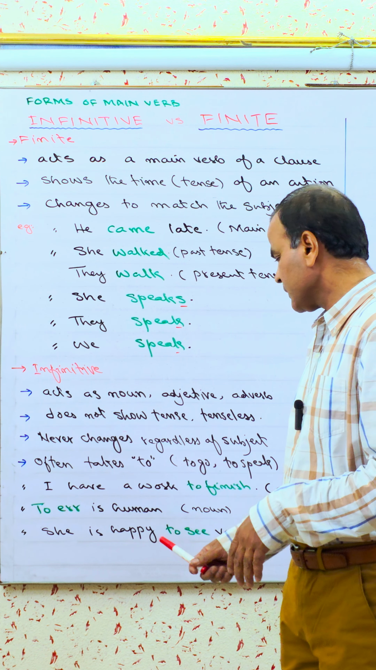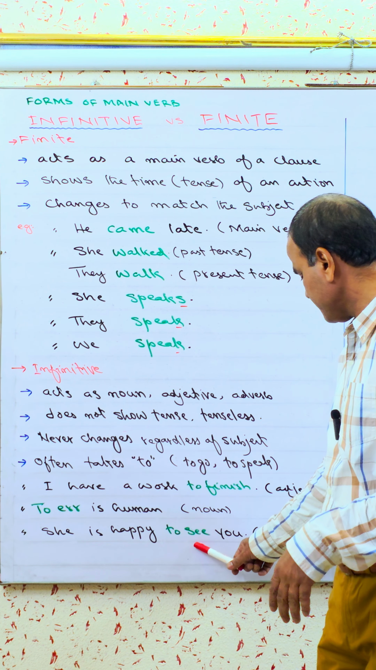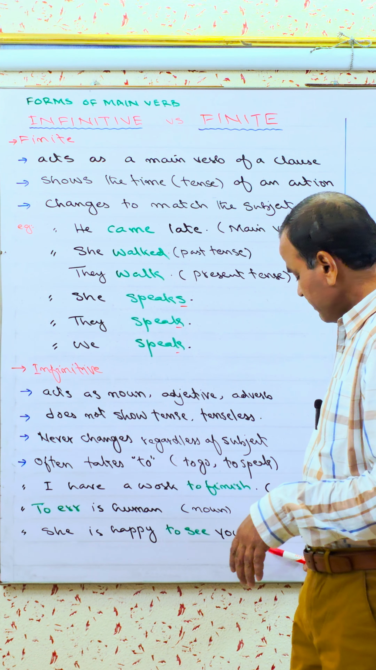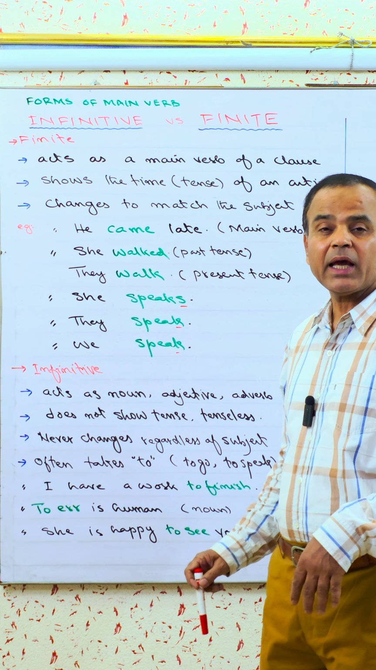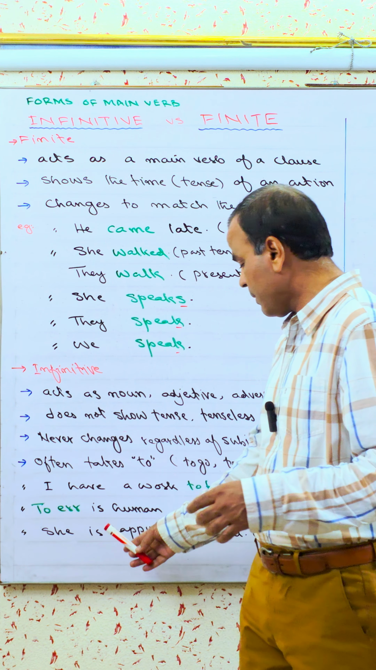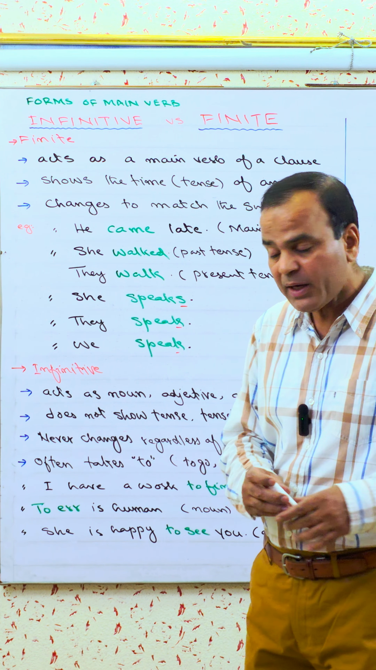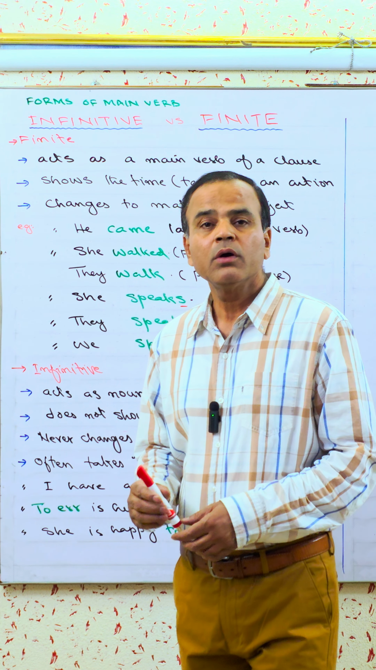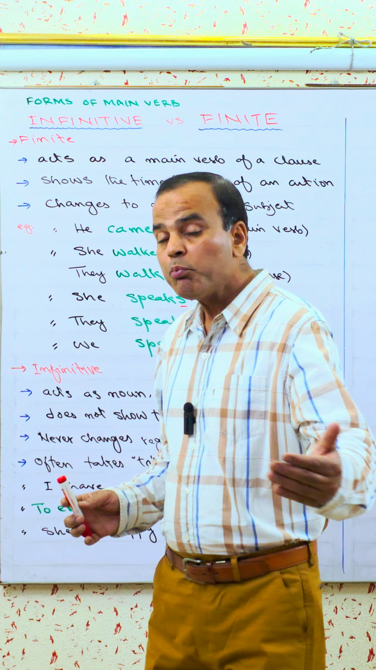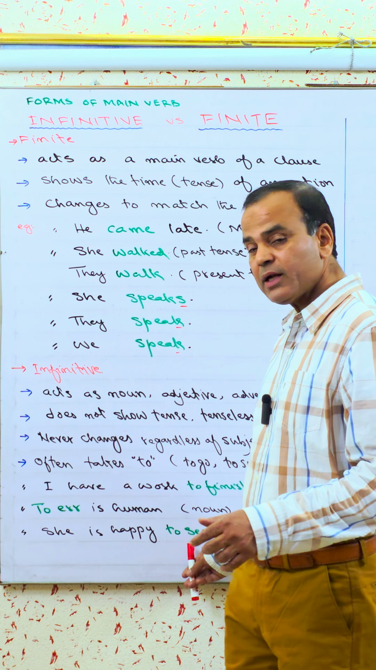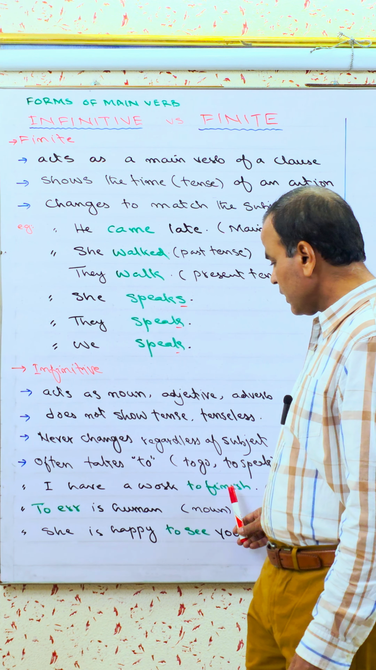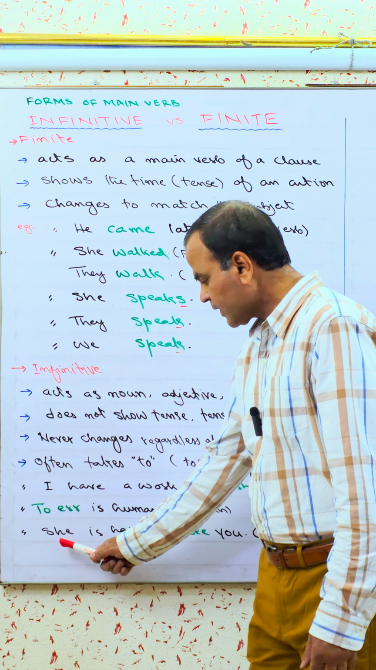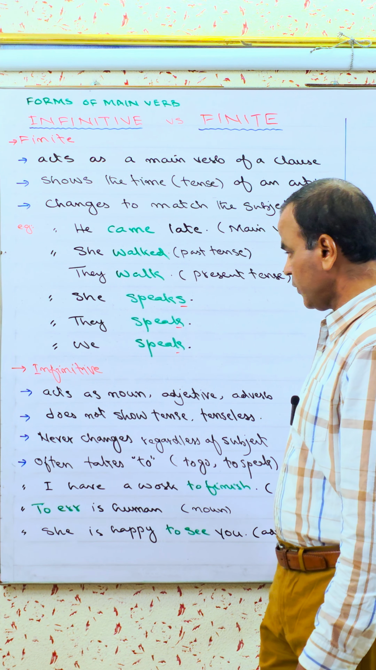The last example is, she is happy to see you. Here it is an adverb, and it tells us the reason of her happiness. Why is she happy? To see you. And we have already talked about, or we know, that the word which tells us something more about the verb is called adverb. So here infinitive is used as an adjective, here as a noun, and in this sentence as an adverb.